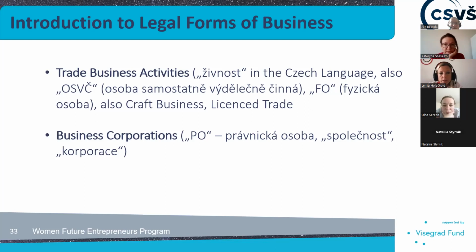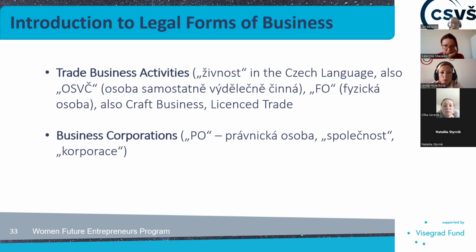So we have here trade business activities, and these activities are called živnost in the Czech language. I have here also the Czech terms for you to orient yourselves in this field. For instance, it is also called fyzická osoba, podnikatel, from time to time freelancer. It is also a relatively proper term for trade business activities, or craft business, licensed trade. So as you can see, there are many synonyms regarding trade business activities.